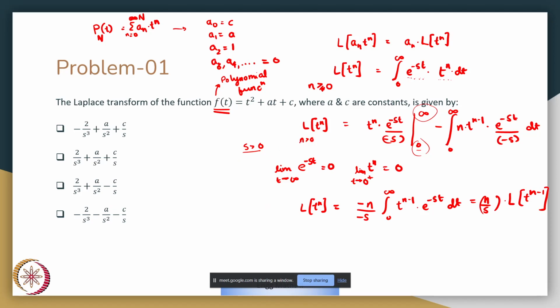Notice that we had taken n to be greater than 0. So the minimum value of n is 1, which means that t raised to n minus 1 is nothing but t raised to 0, which has the minimum value, n minus 1 has the minimum value of 0, which should make the Laplace transform of 1. And if we remember our basics, Laplace transform of 1 is nothing but integral 0 to infinity e raised to minus st dt, which is e raised to minus st by minus s with the limit 0 to infinity.